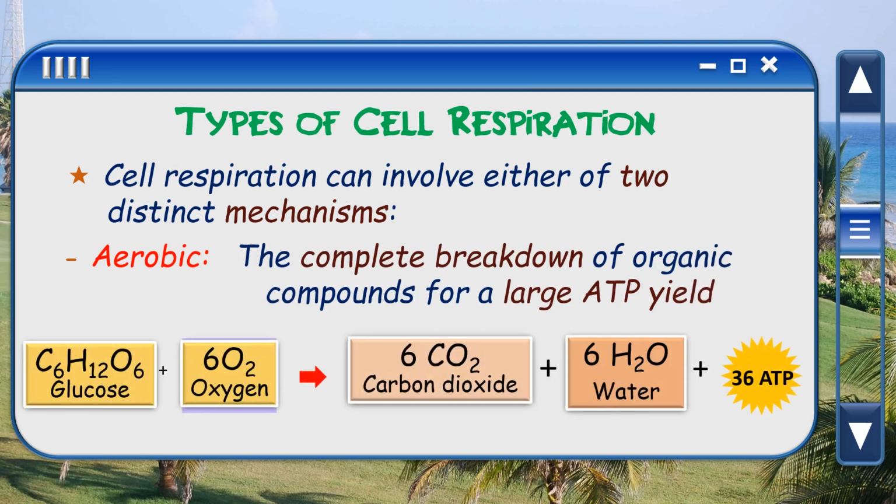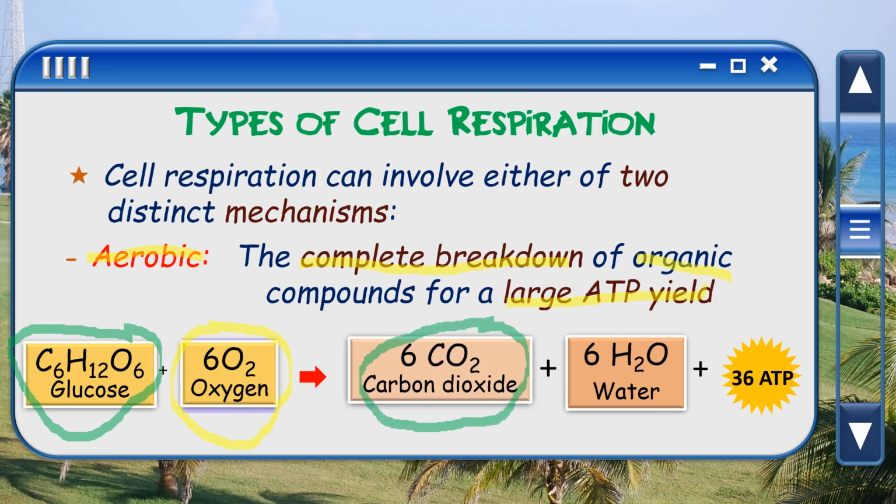Then there is a second one which we call aerobic respiration. Aerobic respiration takes place in the presence of oxygen. Here, it is the complete breakdown of the organic compound, and this results in a large ATP yield. We end up producing a lot of energy. Our glucose is broken down in the presence of oxygen, and we shall get carbon dioxide, water, and a lot of ATP. 36 molecules of ATP are produced.